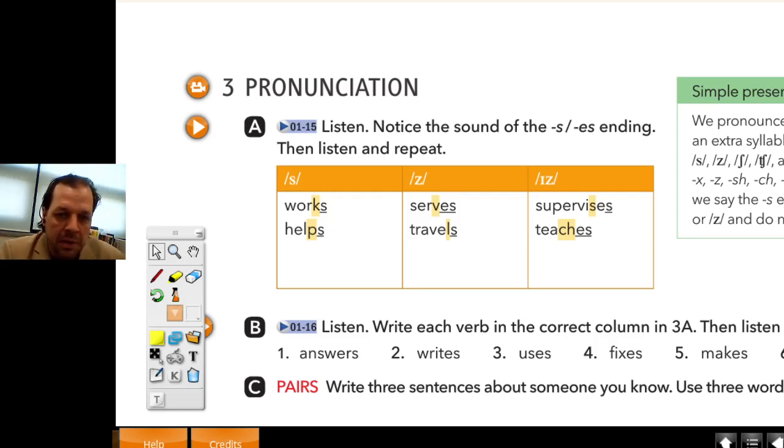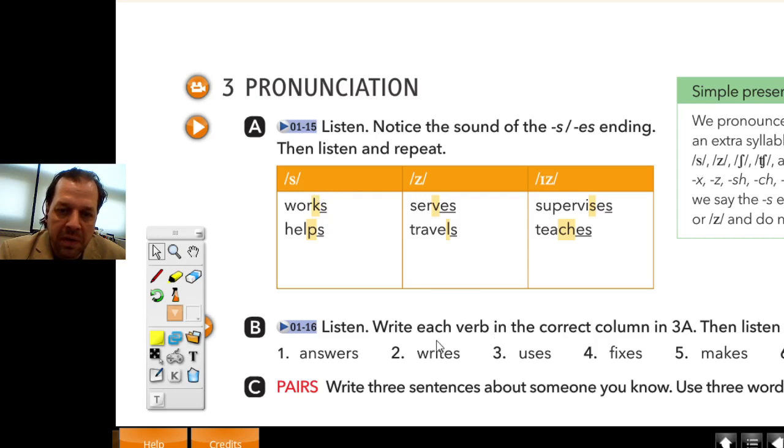Alright guys, so after looking at that, you can probably understand how these different sounds come about. Listen. Works. Helps. Serves. Travels. Supervises. Teaches. You can hear the difference.